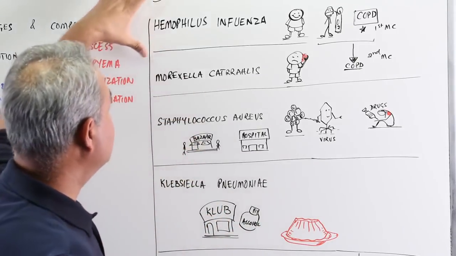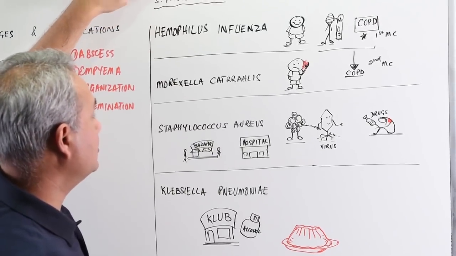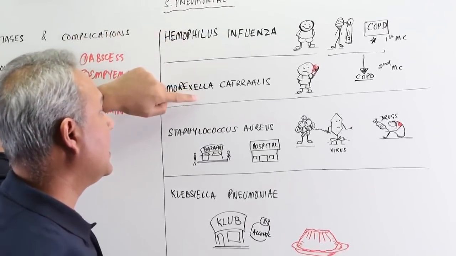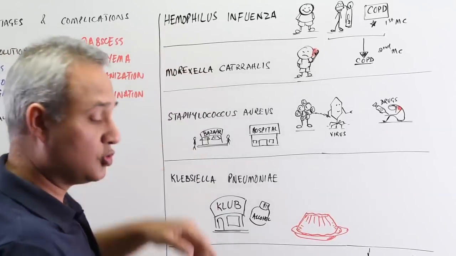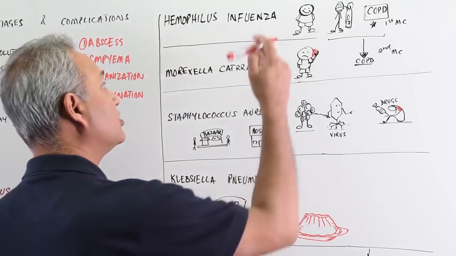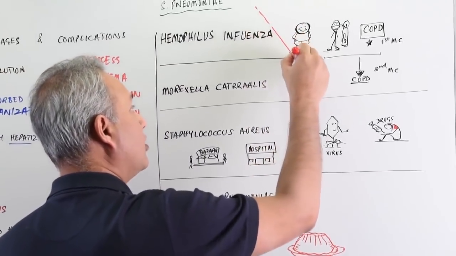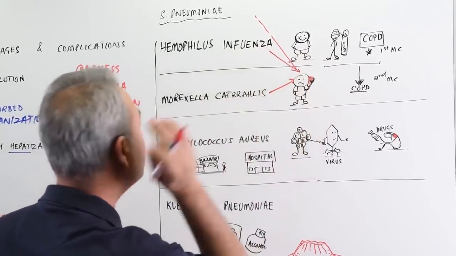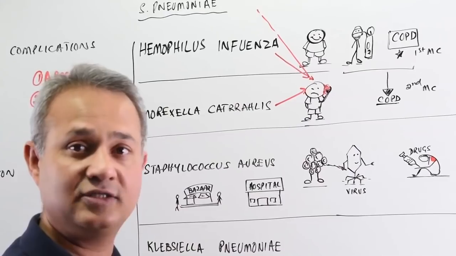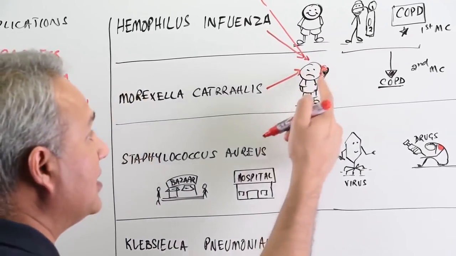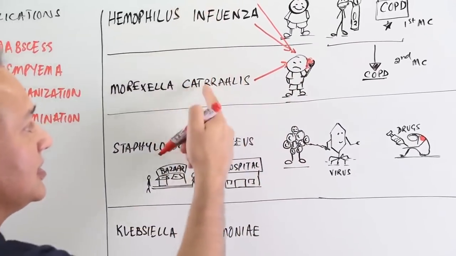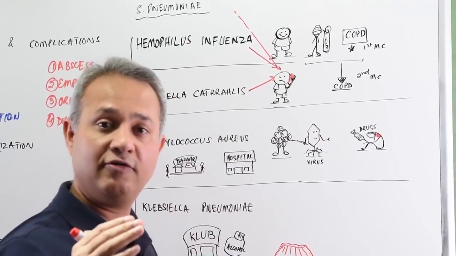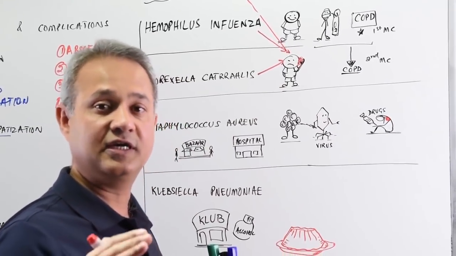Now also remember this: these three, Streptococcus pneumoniae, Hemophilus influenzae, and Moraxella catarrhalis, together are the three most common causes of, see this child is holding his ear. What is going on? He has otitis media, he has a pain in the ear. These three pathogens are the most common cause of otitis media in children.